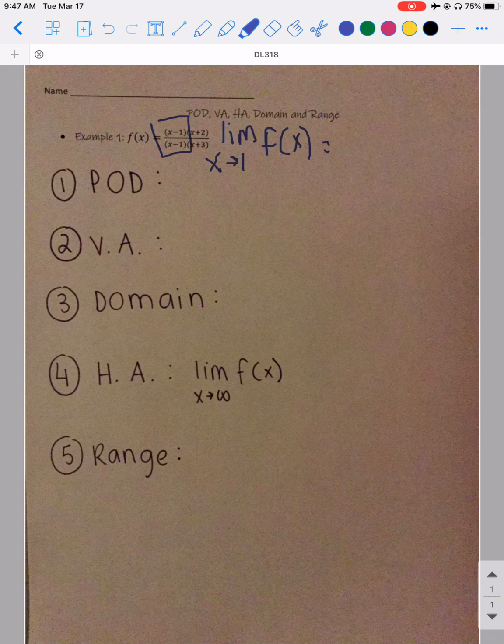So if we want to find the limit as x approaches 1 of this function f of x, we can simplify our function by crossing out this common factor and substitute in 1. So we'll get the limit as x approaches 1 of f of x is going to equal 3 over 4. So that means my pod, or my hole, is going to occur at the point 1 and 3/4.